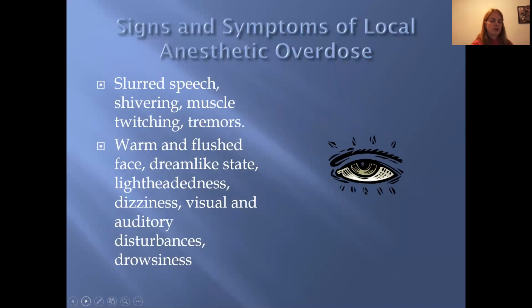Signs and symptoms of local anesthesia overdose are slurred speech, shivering, muscle twitching, tremors. Cardiovascular signs of local anesthetic toxicity are cardiac dysrhythmia and myocardial depression. This is just the local anesthetic itself.